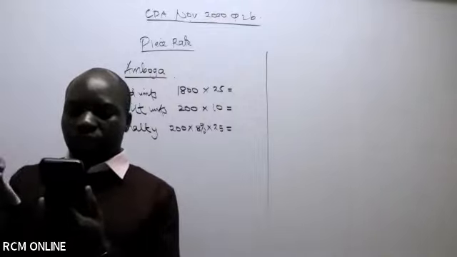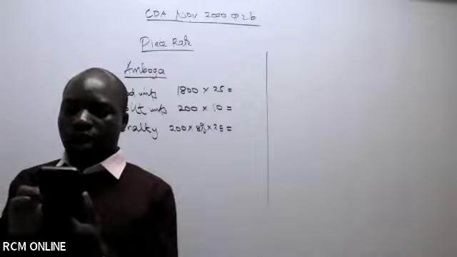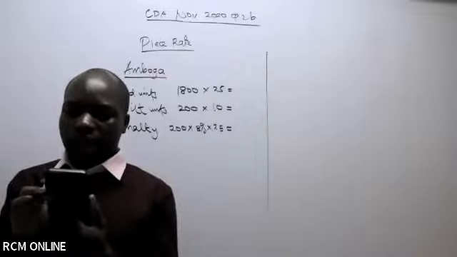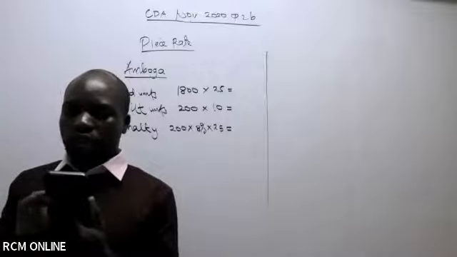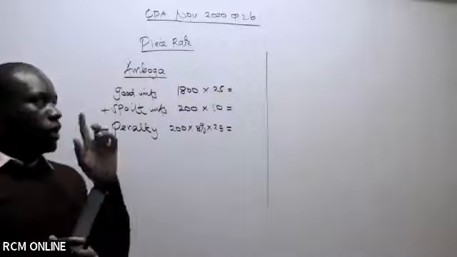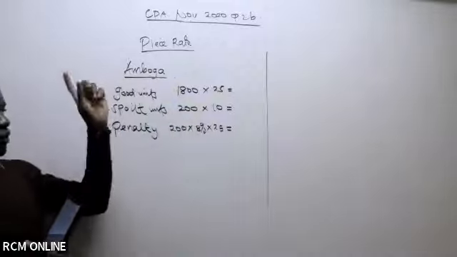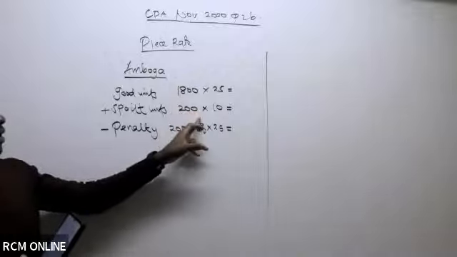The first one is piece rate with guaranteed time rate. So you know that the company pays its casual workers shillings 25 for every good output by them. Any spoiled output is paid at the rate of 10 shillings. So this person managed to produce a total of 2,000 units. Of these 2,000, 200 are spoiled.